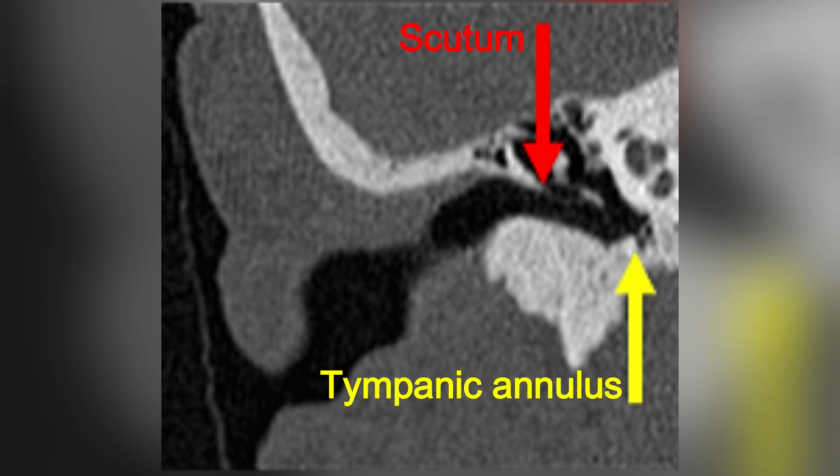The tympanic annulus is a shallow bony ridge where the tympanic membrane attaches inferiorly, while the scutum, a sharp bony spur, extends from the medial roof of the canal, marking the junction between the canal's roof and the lateral wall of the middle ear cavity. Superiorly, the tympanic membrane attaches to the scutum.